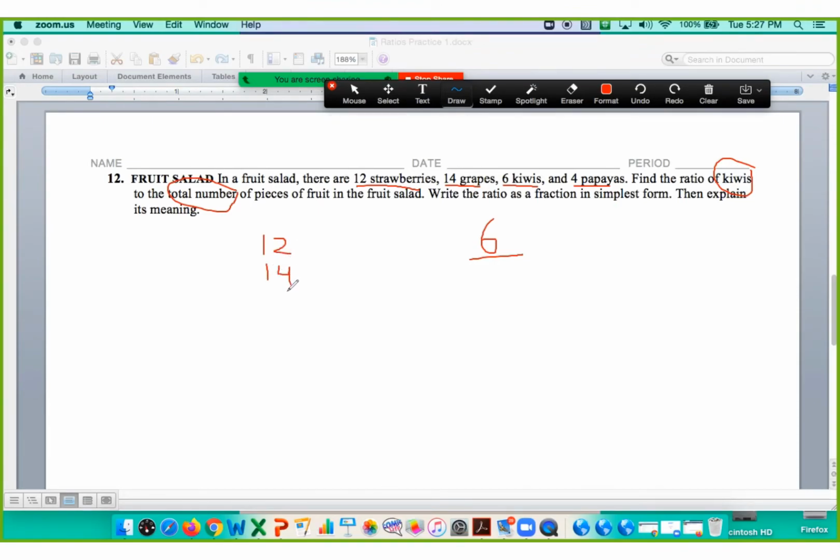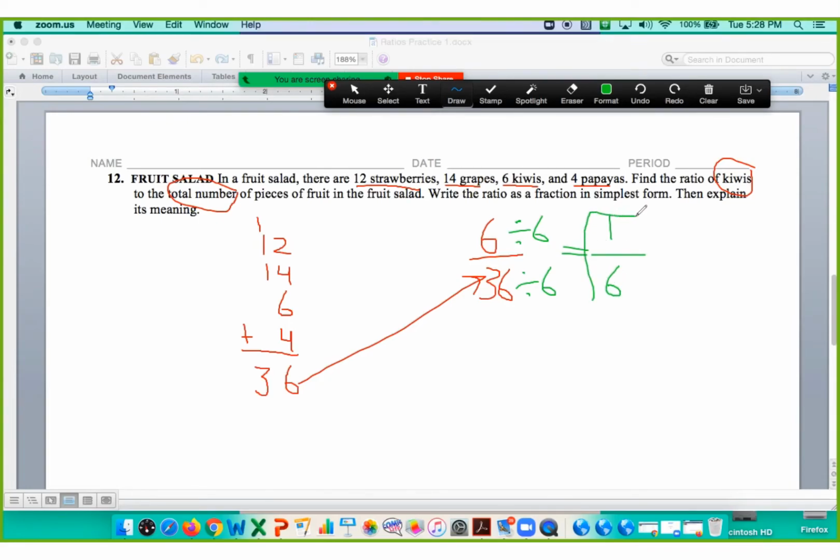Guess what? You're going to add up all the numbers. So 12 plus 14 plus 6, even though you already used 6, you're going to use it again for the total. Plus the 4. So we're going to end up with 36. Put that in the denominator to represent the total. And then see if you can simplify. What can you divide both 6 and 36 by? And 6 seems to work here. Other numbers work, but this will get you to the answer in one step because it's the GCF. Okay, so the answer is 1 to 6.